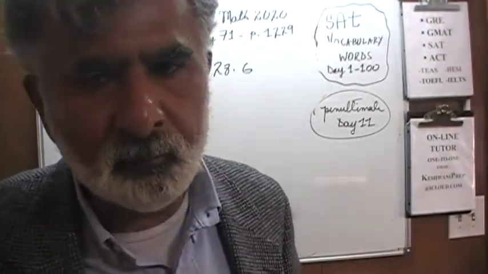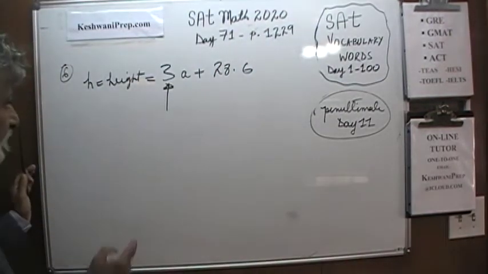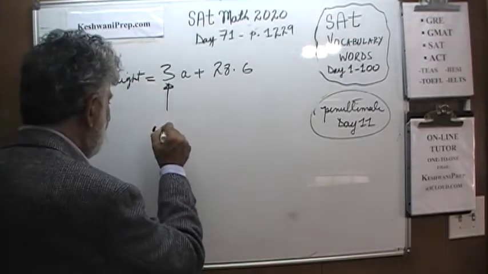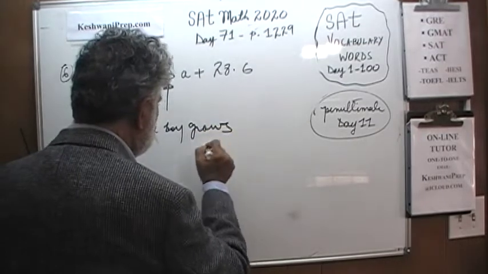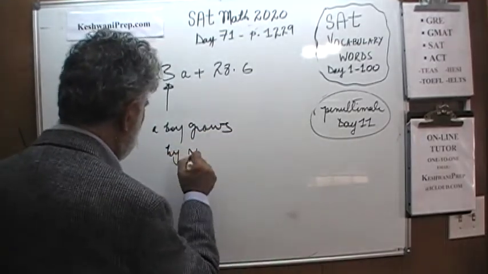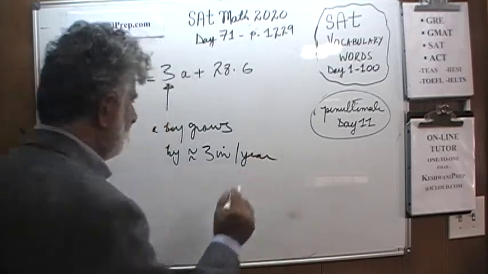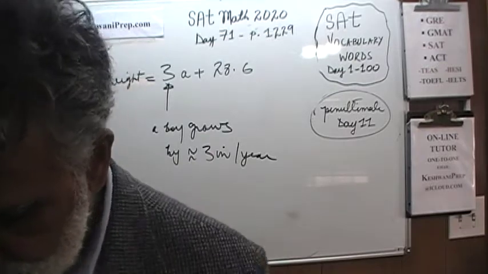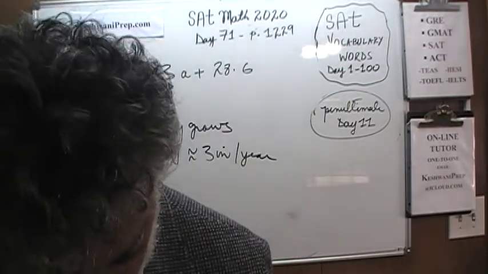3 is our slope. That's our intercept. What does 3 represent? 3 represents the fact that a boy grows by about 3 inches each year. Each year, the height of an average baby boy goes up by 3 inches. And that's the interpretation of the slope.